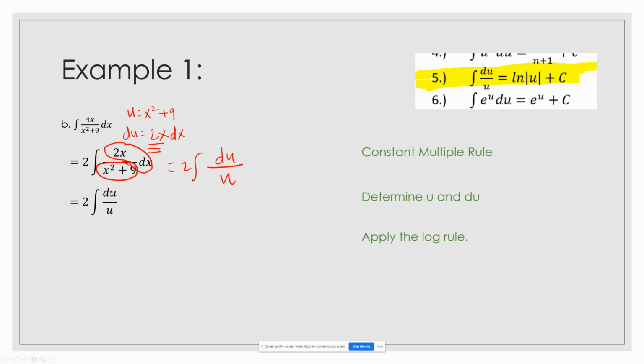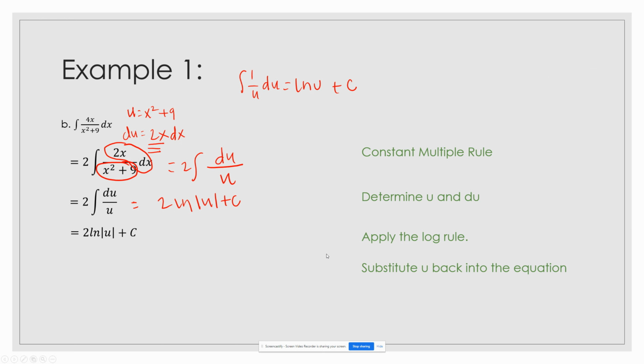And so the log rule says that if you are taking the integral of 1 over u times du, it's going to be ln of u plus c. Well, here we go. This is going to be 2 times ln of u plus c. And you know what we need to do. We have to replace the u, and that u is what we already identified up here. We have to plug that back in for u. So we get 2 times ln of the absolute value of x squared plus 9 plus c.